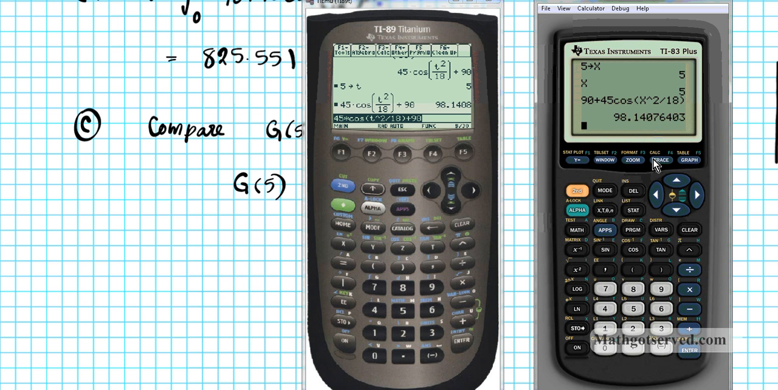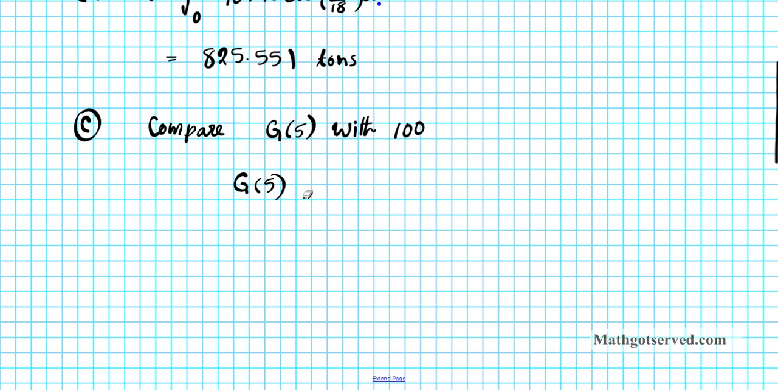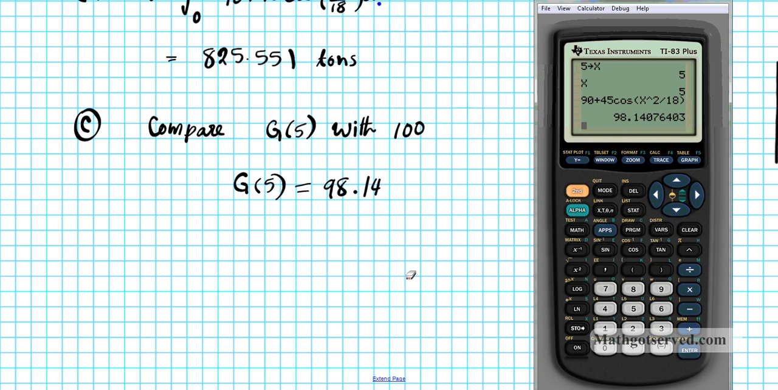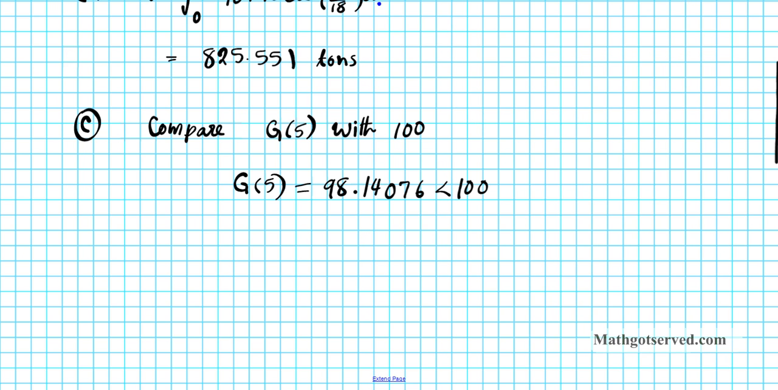Okay, so we can see that g of 5, the rate at which gravel is coming in, is equal to 98.14. What was it again? Let's see. 14076, and that is less than 100. So the rate at which gravel is coming in is less than the rate at which gravel is going out. Then that means it's going to be decreasing.